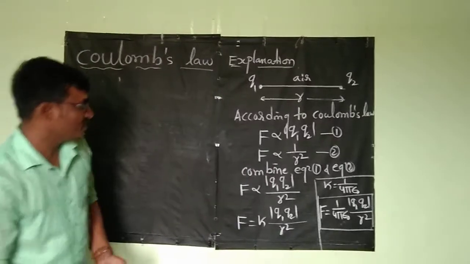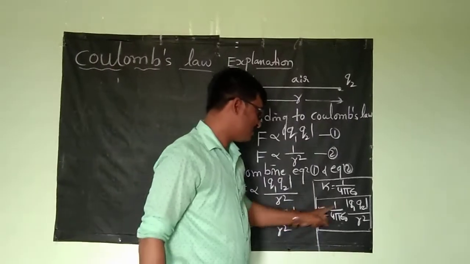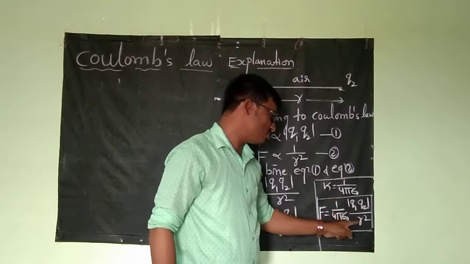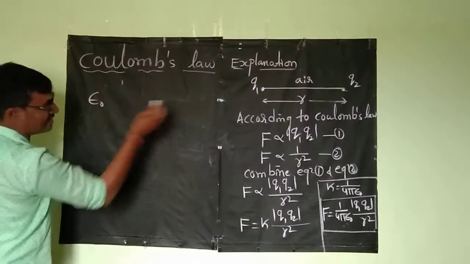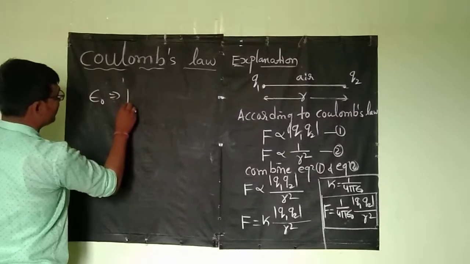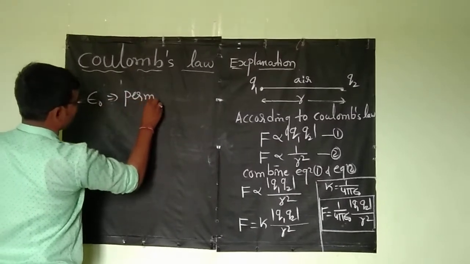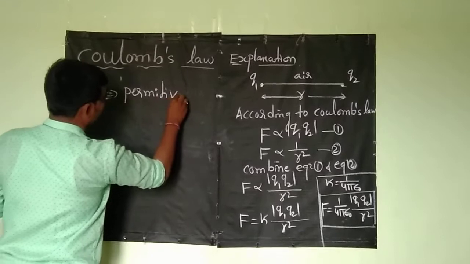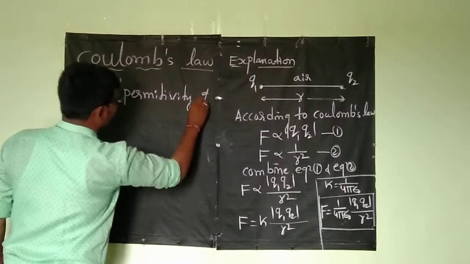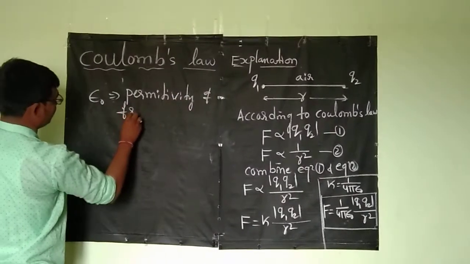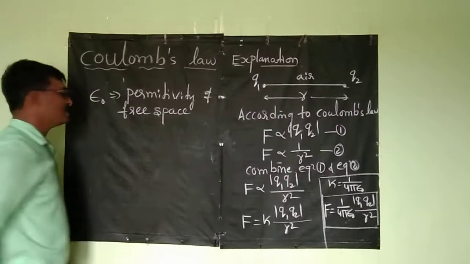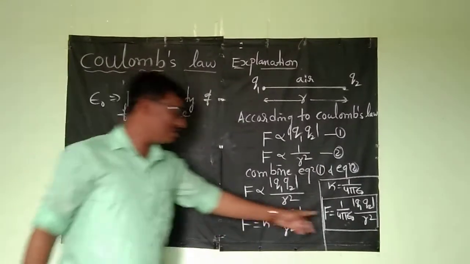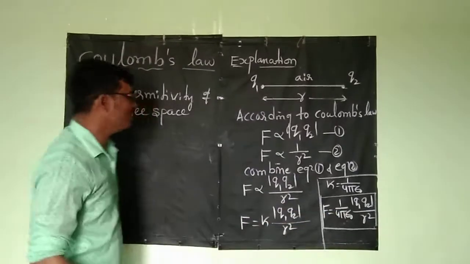In this Coulomb's electrostatic force, F is equal to 1 by 4 pi epsilon naught q1 q2 divided by r square, right? Where epsilon naught in that equation is the permittivity of free space. We have one of these constant values, this epsilon naught value, we know that.